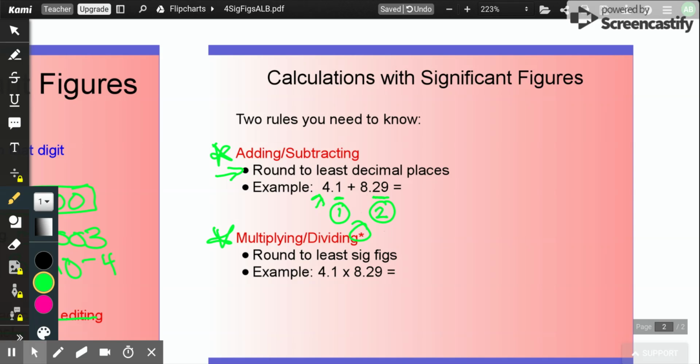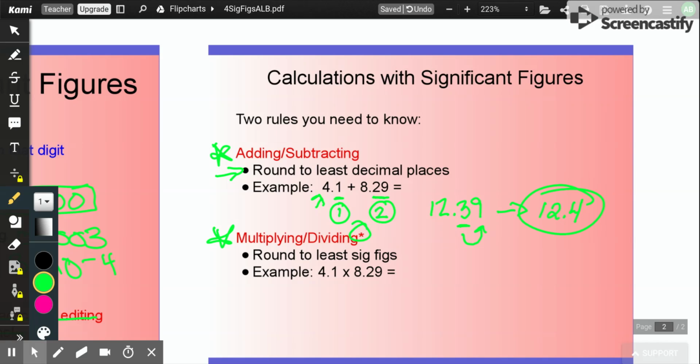So if I add these together, I get 8, 9, 10, 11, 12.39, if I do it just like in my calculator, right? But because my least precise number has one decimal point, I'm going to round this guy to one decimal point. So that means I'm going to look over. That's above 4, so I'm going to round up. So my rounded answer will be 12.4, okay? That is how you do addition and subtraction.